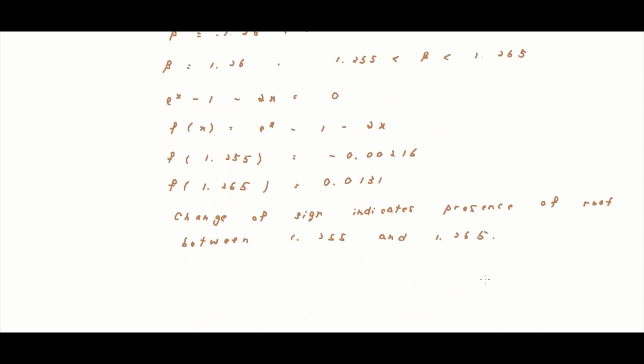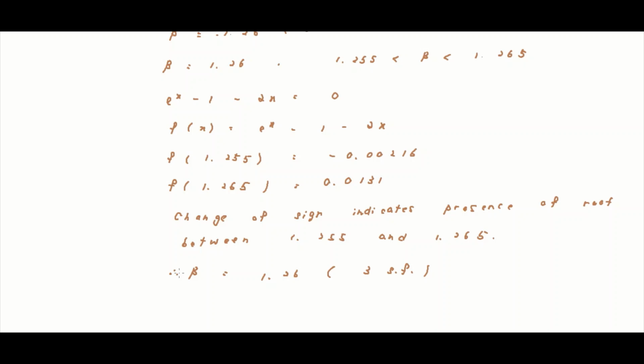Alright, so now you write down your last answer. Because the root is between this range, no matter what value you get, it will give you the same answer, which is beta equals 1.26 when you convert it into three significant figures. Alright, so this is how we answer number 2.